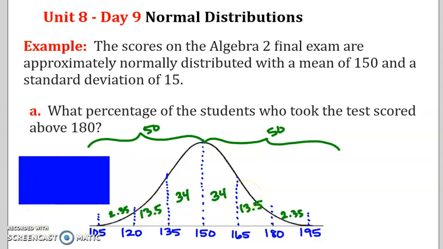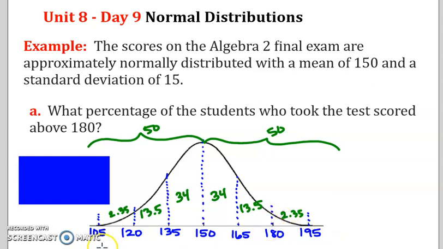So for a problem like this one, if we have a mean of 150, that's the center number, and the standard deviation is 15. So I add 15 as I go step by step to the right, and I'd subtract 15 going step by step to the left. The question is, what percentage of the students who took the test scored above a 180? So I could think of that as taking this range of 2.35 plus this little region over here is 0.15%. So I could add those two together.